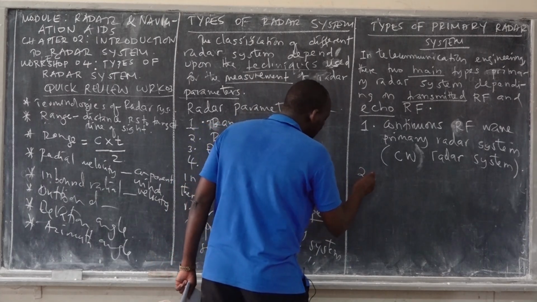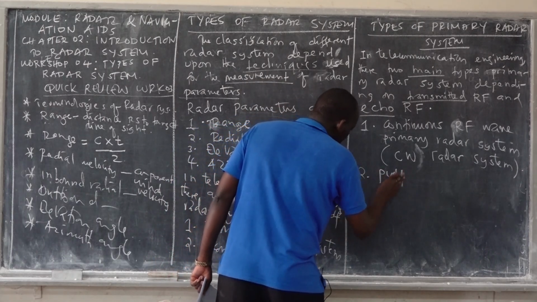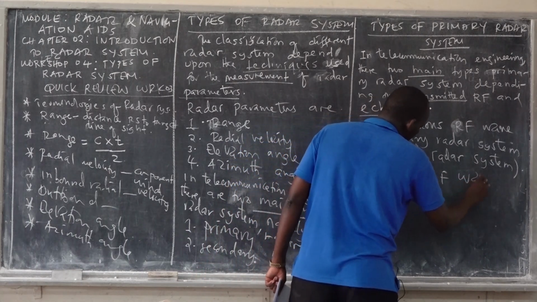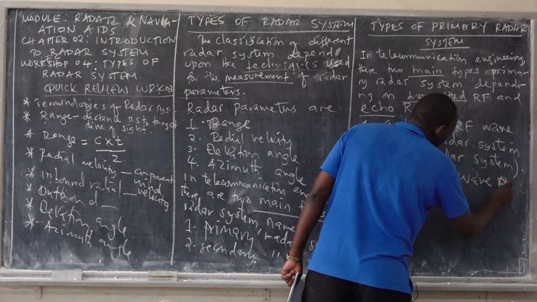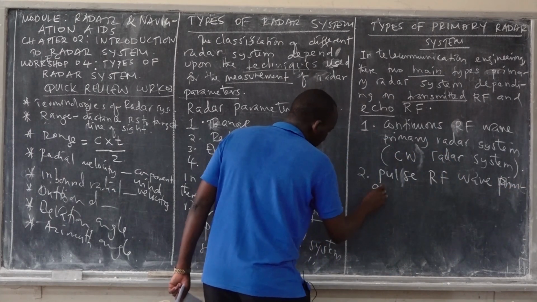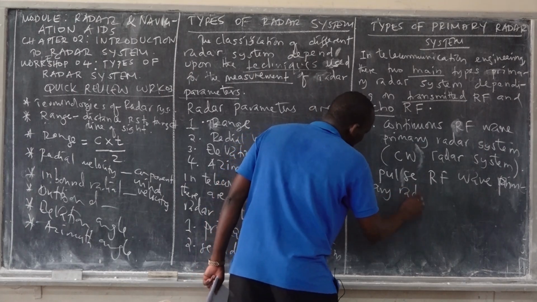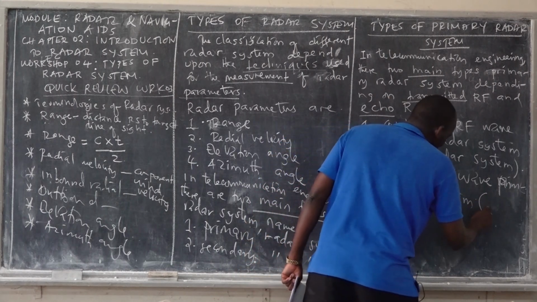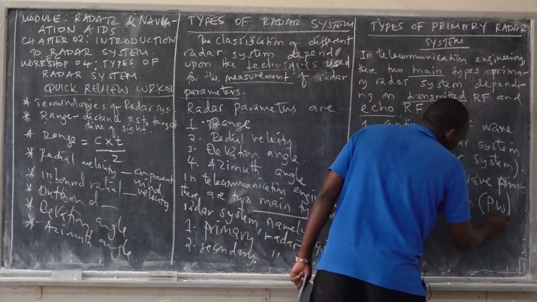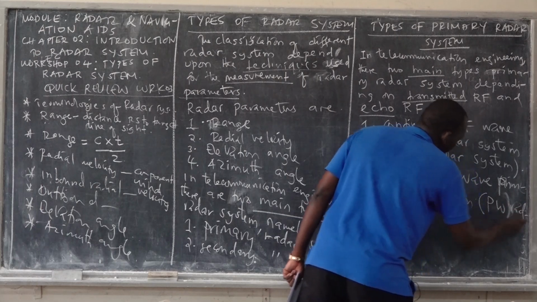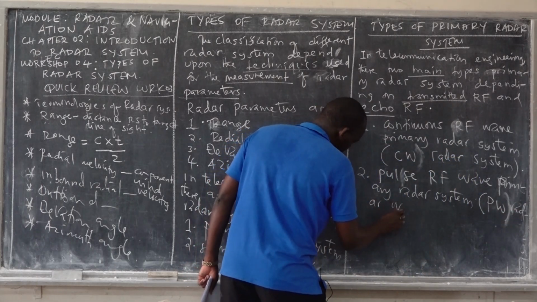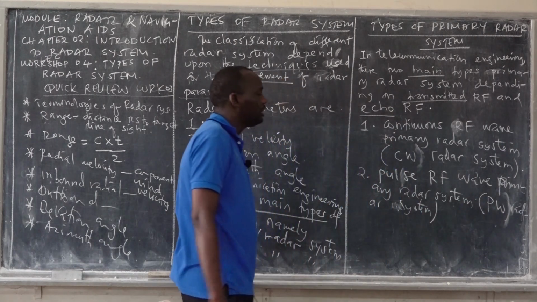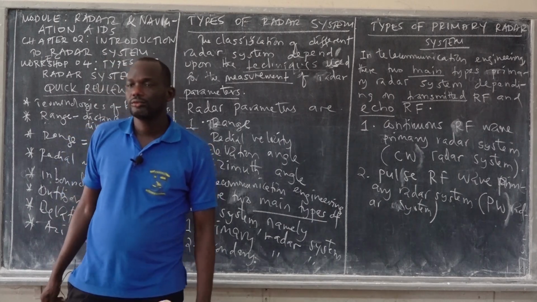The second type is called the pulse. So it's called the pulse radio frequency wave primary radar system. Simply, in short, we call it PW radar system. So PW is the abbreviation of pulse wave. Say pulse wave.